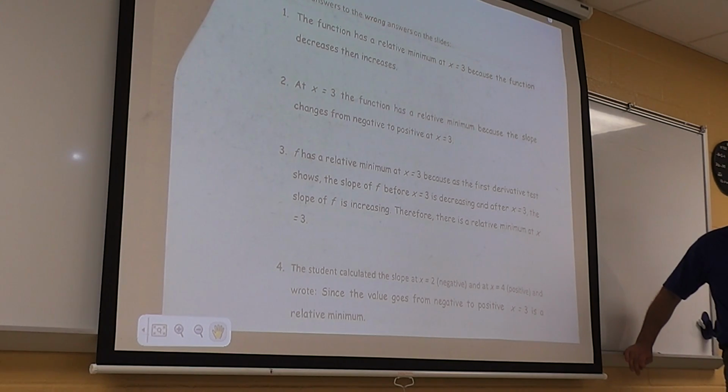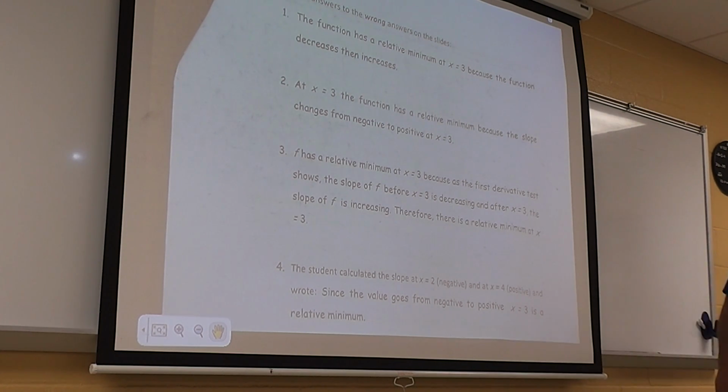Let's see what's wrong with number 3. That would be better, but saying the slope of the function is a weird way to say it. Number 3 says f has a relative minimum at 3 because the first derivative test shows the slope of f before x equals 3 is decreasing, and after 3 the slope of f is increasing. Well, that's just a flat lie.